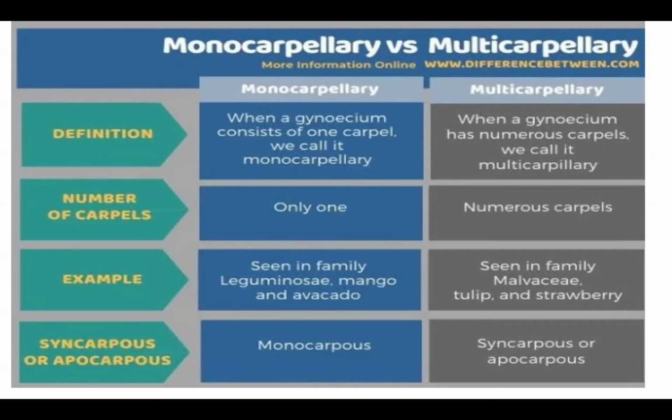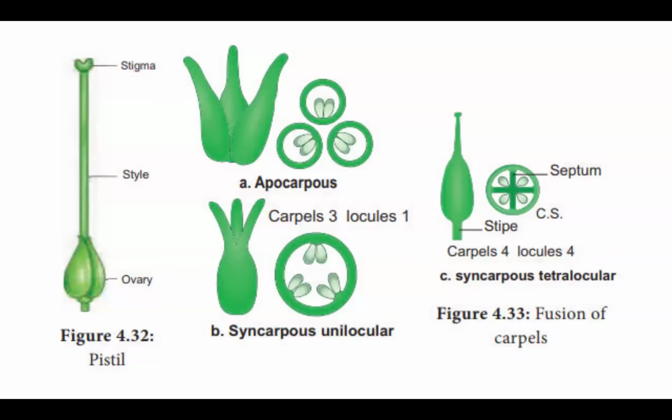Now, when I talk about multicarpellary, they are seen in strawberry. If you have seen a strawberry, you will have small seeds all around. There are also raspberries. If you have seen raspberries, they have numerous ovaries. So all these are multicarpellary. They can be syncarpous or apocarpous.